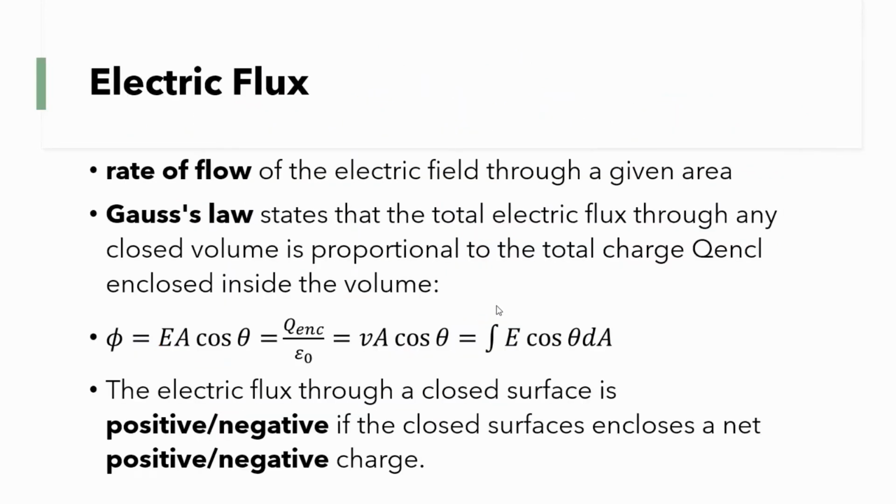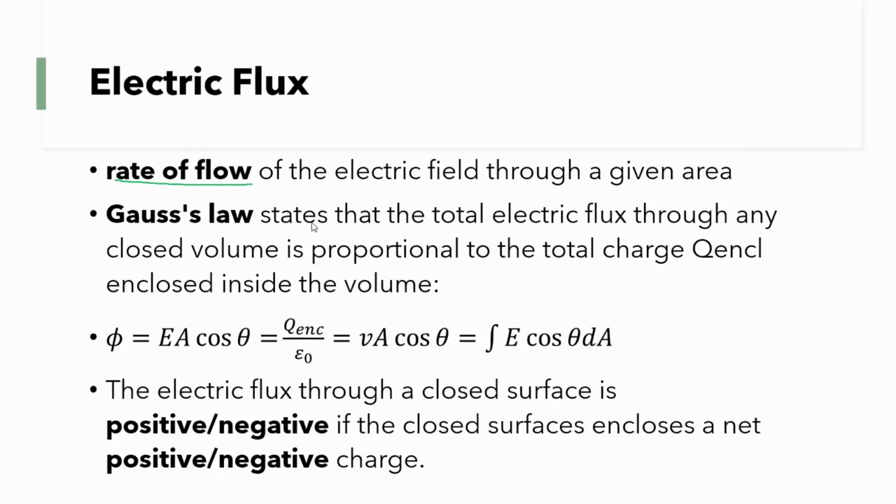Next is electric flux. Bibilisan ko lang tong part na to kasi hindi siya lumabas sa periodics, pero sabihin natin baka bigla siyang lumabas sa test ni sir. Anyway, rate of flow. The electric flux is the rate of flow of the electric field through a given area. Parang dinedescribe niya kung gaano kadami yung electric field, kung gaano siya kalakas. Keyword is rate of flow.